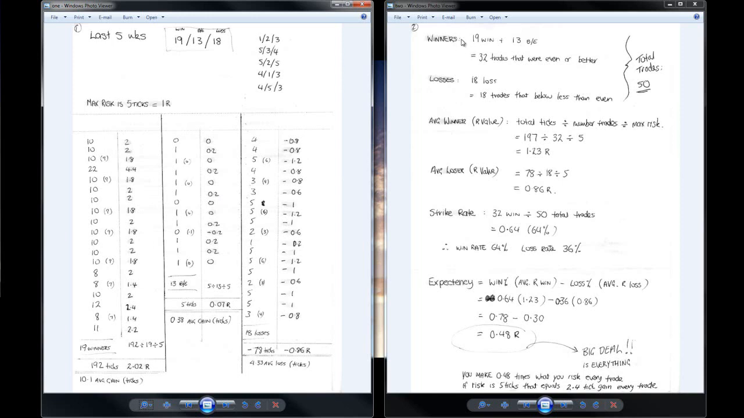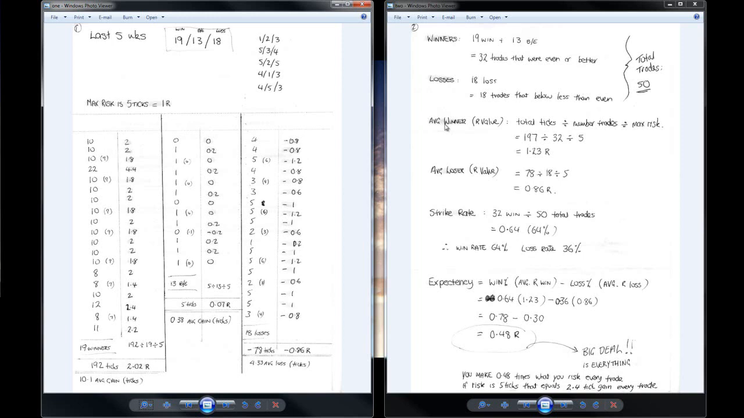So I'm adding my winners and break-evens together. That means, technically, these two columns are my winning column and this is my losing column. Okay, so there's 32 winning trades that were either break-even or better, and there's 18 losing trades. A total of 50 trades. So as far as strike rate, skipping down to this section here, 32 winning trades into 50 goes 0.64. So I've basically got a winning strike rate of 64%, a losing strike rate of 36%.